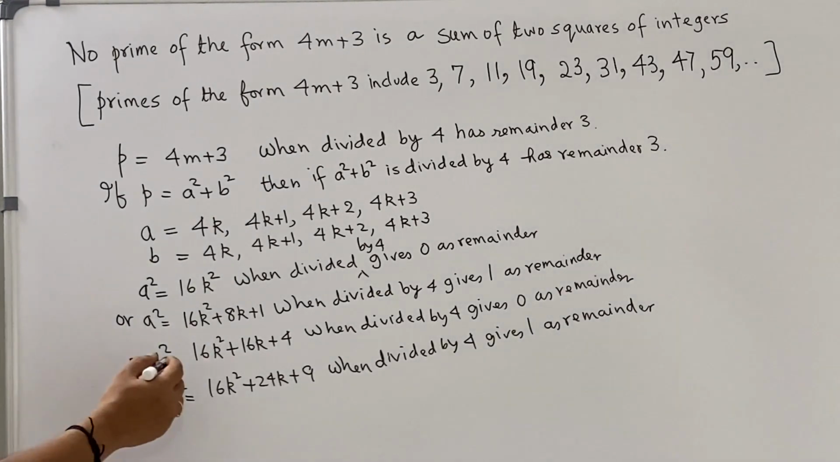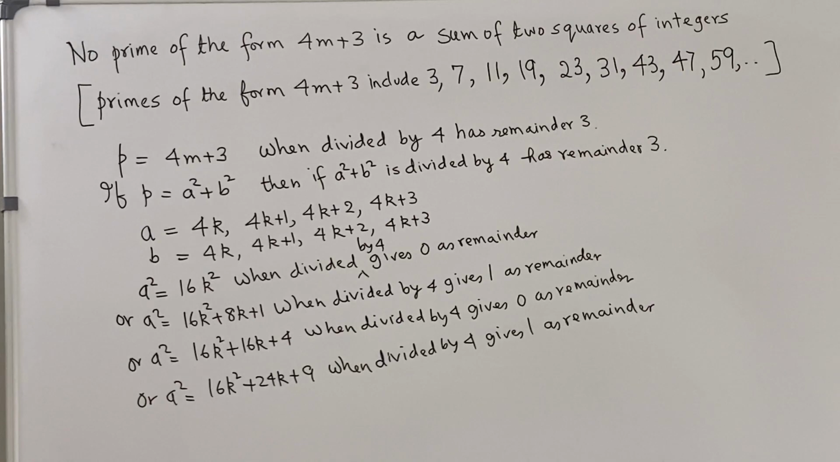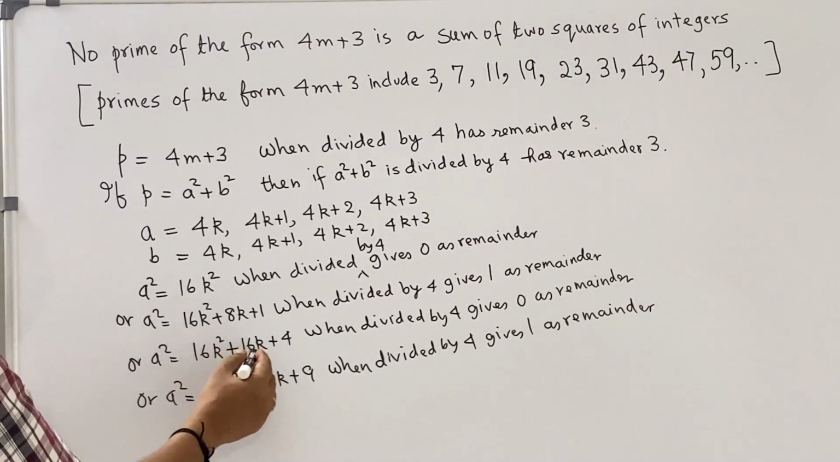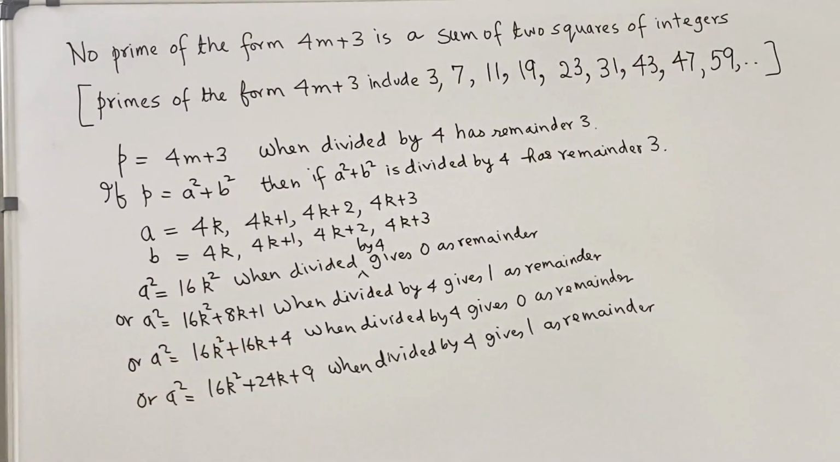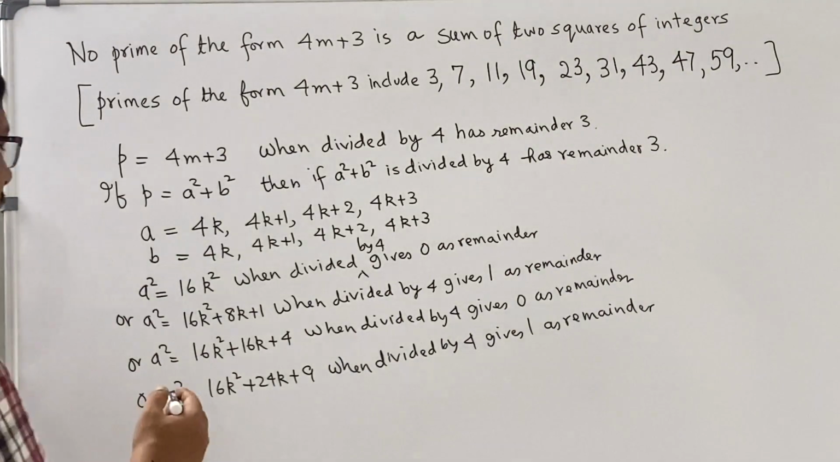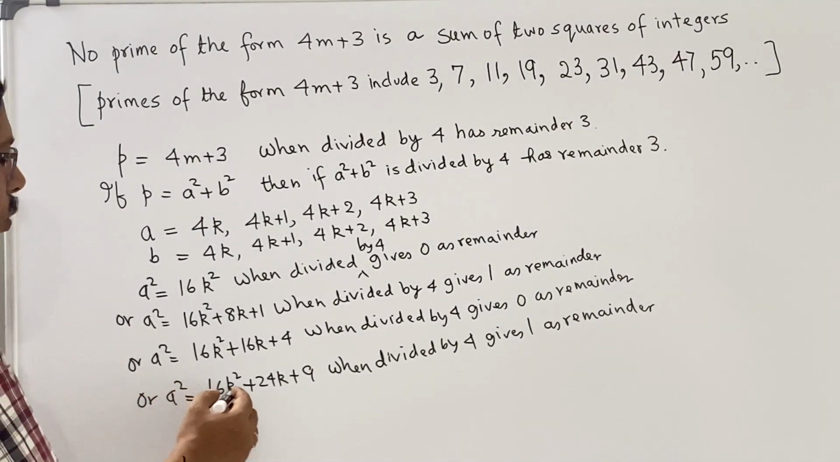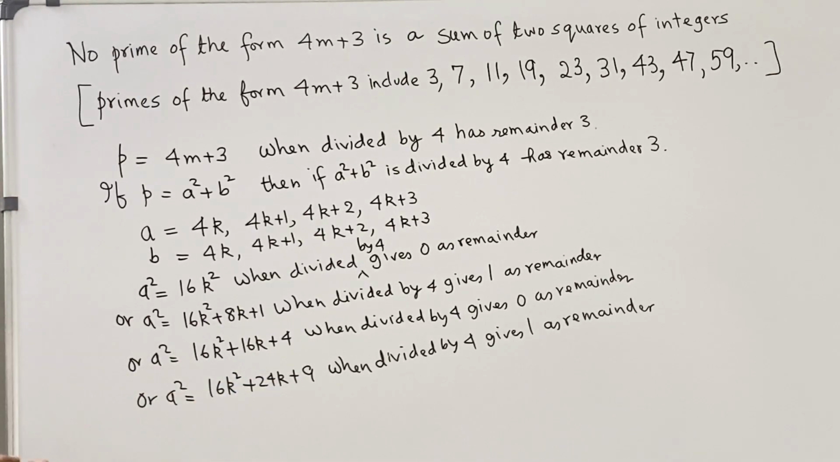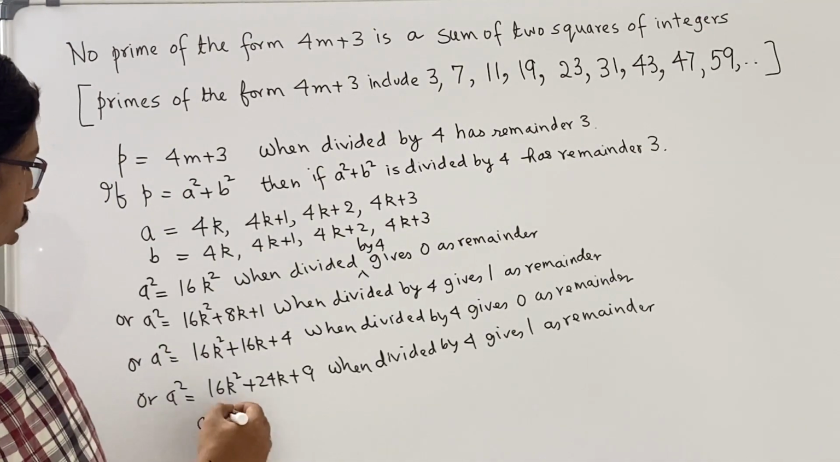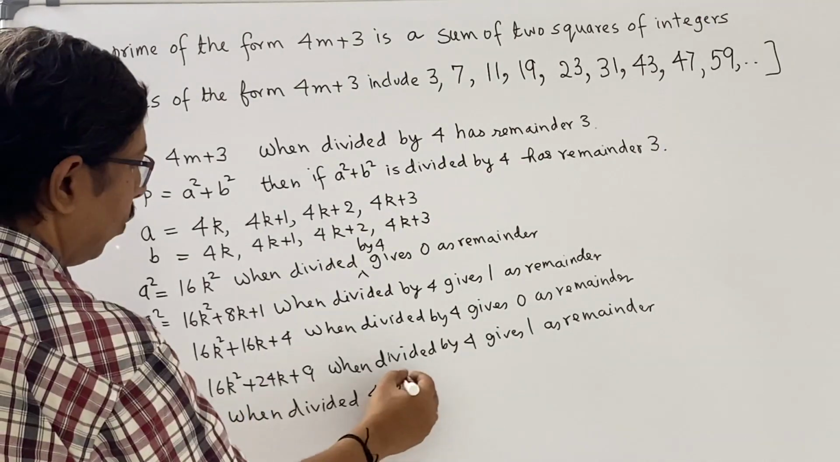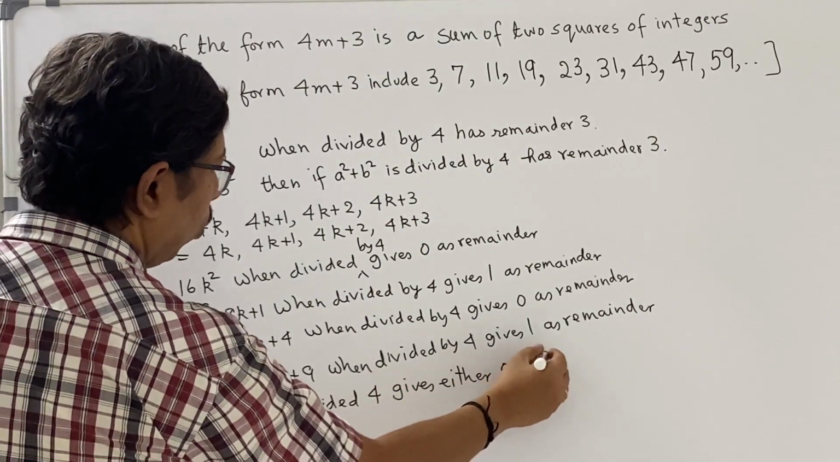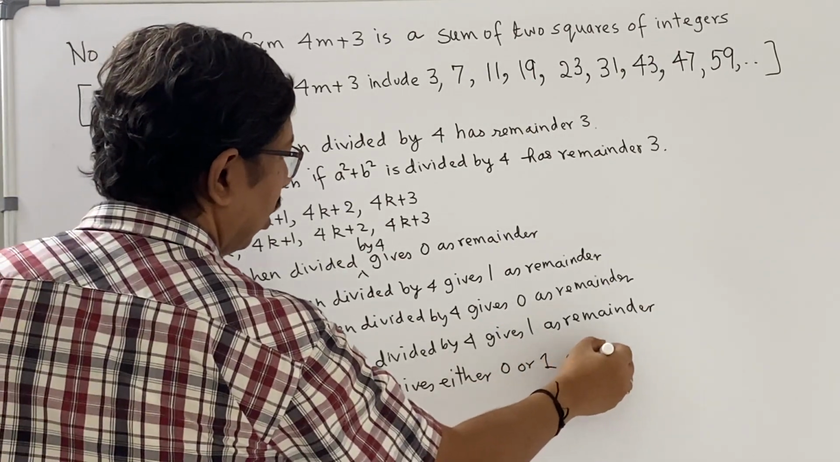If a is 4k plus 2, then a square is of the form 16k square plus 16k plus 4. Now again, when you divide this by 4, you get 0 as remainder. And for the form 4k plus 3, a square is of the form 16k square plus 24k plus 9, which when divided by 4 gives 1 as remainder. We see that a square when divided by 4 gives either 0 or 1 as remainder.